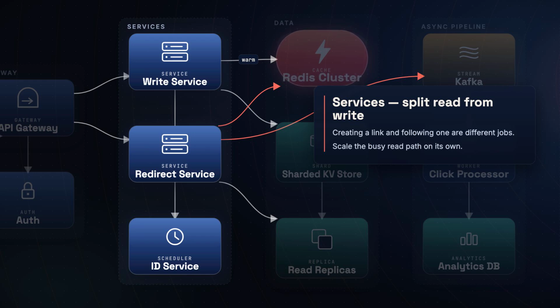The right side does one small extra check. If someone is trying to shorten a known bad link, a scam or a malware site, we reject it right there. Then it asks a small ID service for the actual code. And that ID service, that's the hardest part of this whole system. Hold on to that, we will come back to it once we have finished the picture.